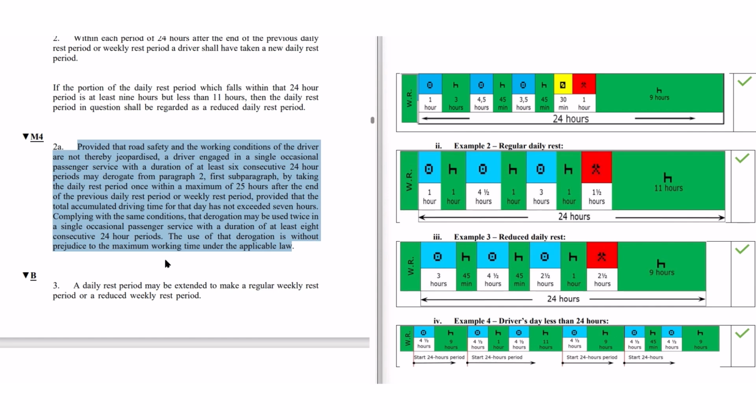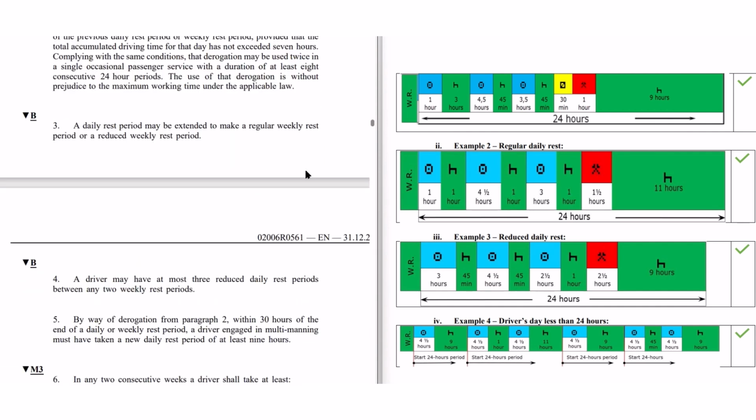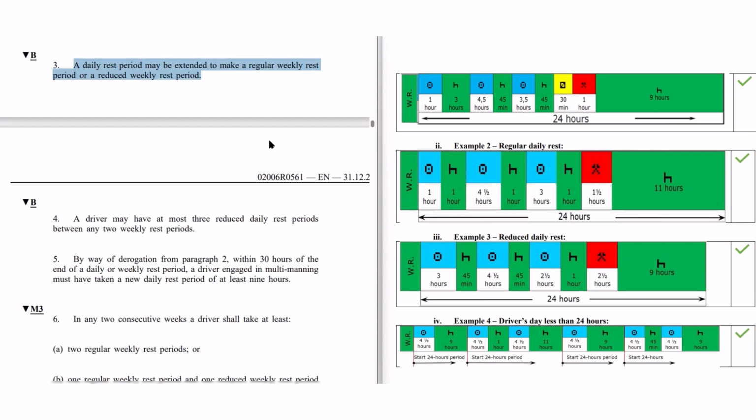Let's continue with the rules on rest periods. Can a daily rest period be extended into a regular or reduced weekly rest period? Yes. If a driver begins a daily rest but extends it, it becomes a regular or reduced weekly rest. Simply put, a 9-hour break might become 11, 11 might become 24, and 24 might become 45 hours. A rest of at least 45 hours counts as a regular weekly rest. Anything less than 45 but at least 24 hours is a reduced weekly rest.